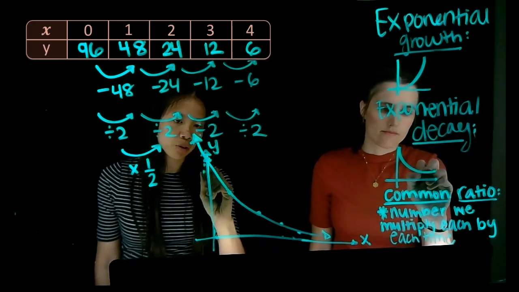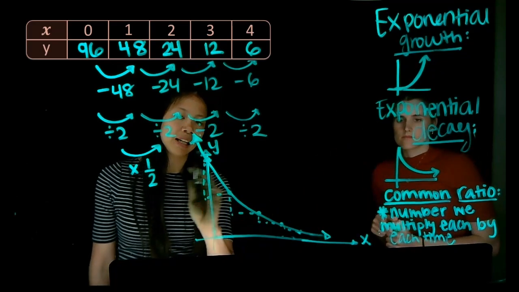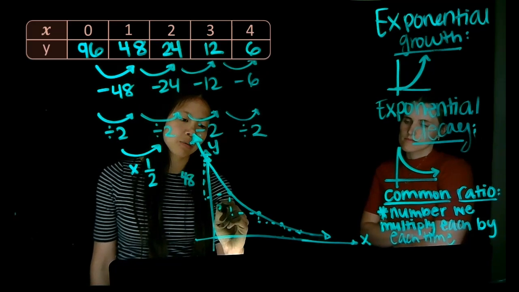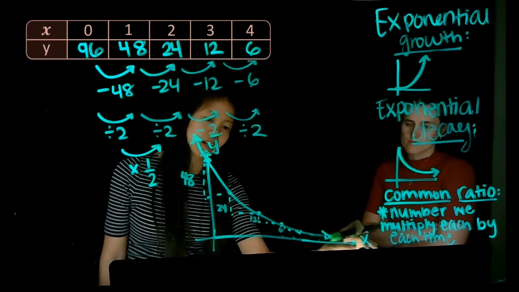If we were to draw slope triangles here, we can see that the y values of our slope triangles get cut in half every time, right? Originally this is a distance of 48, then it jumps down to 24, then it's halved again to 12, and then 6, and then 3, and then it'll keep shrinking down.